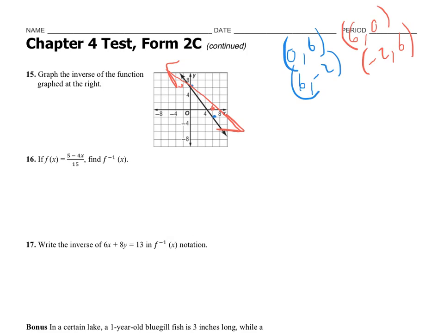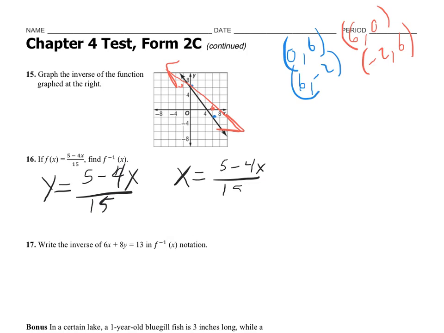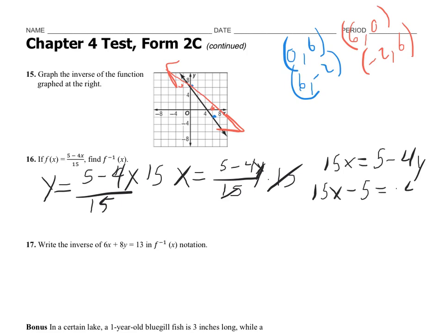All right, so start by step 1, changing the f of x for y, so then it's y equals 5 minus 4x all over 15. Interchange x and y, so now x is equal to 5 minus 4y all over 15. Let's times both sides by 15. 15's cancel there. And then I have 15x equals 5 minus 4y.